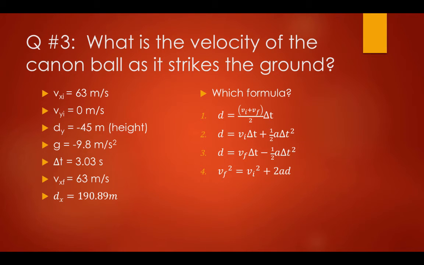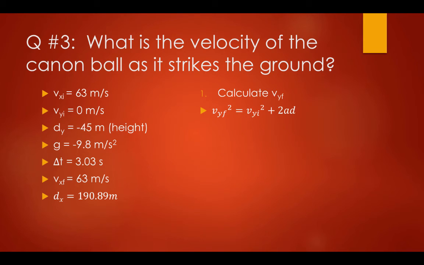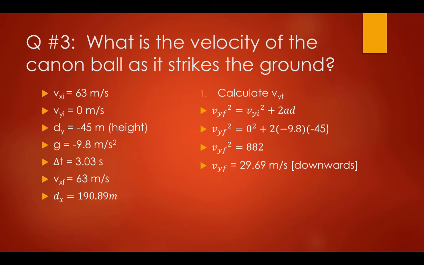We need to find final vertical velocity. We know the initial vertical velocity is 0. We know the travel time is 3.03 seconds, and we know the vertical displacement is negative 45 meters. Acceleration due to gravity is a constant at negative 9.8 meters per second squared. We can use any of the four kinematic equations. Let's use number 4. We haven't used it yet. We're going to calculate the final velocity in the y-plane using v final squared equals v initial squared plus 2ad. We're going to sub in our initial velocity of 0, gravity, and our height at negative 45. vf squared equals 882. Our final velocity in the y is 29.69 meters per second downwards, or negative 29.69 meters per second.